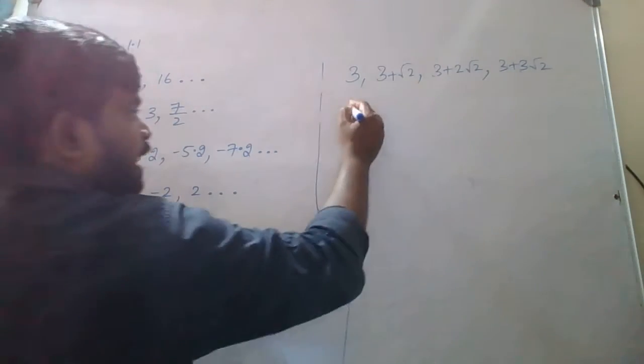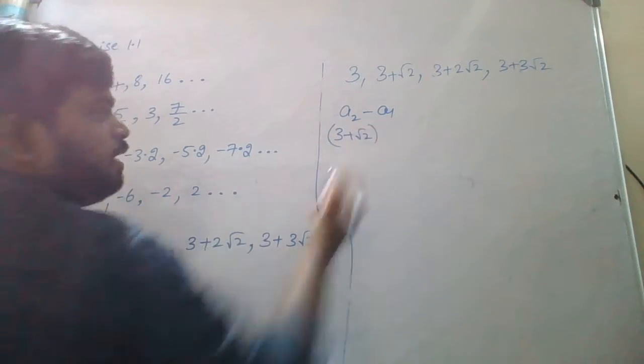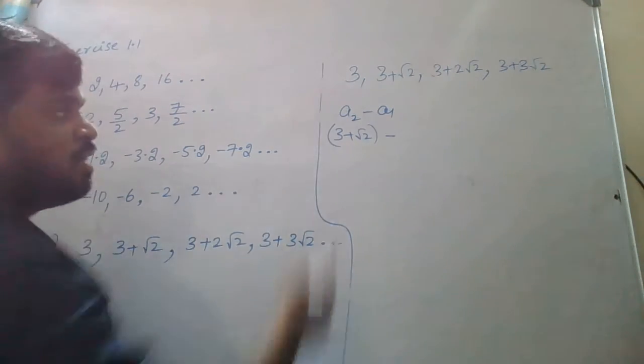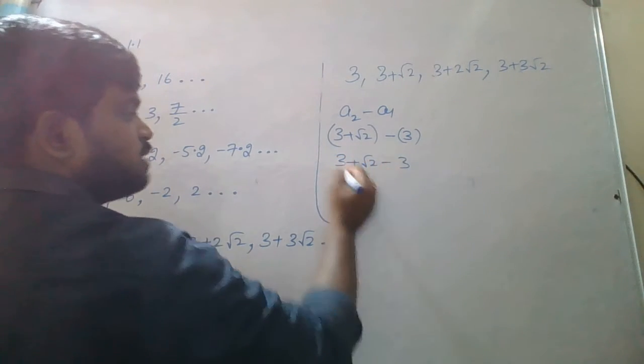So that is why they have kept it as it is. Now a2 minus a1. That is 3 plus root 2 is our a2, minus a1 is 3. Let's remove the bracket. 3 plus root 2 minus 3.